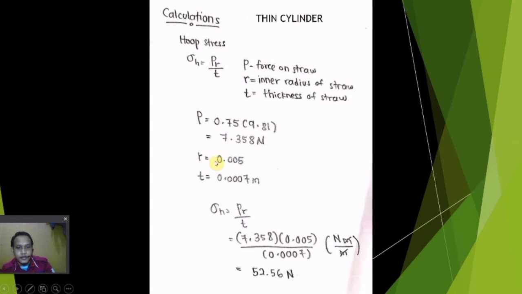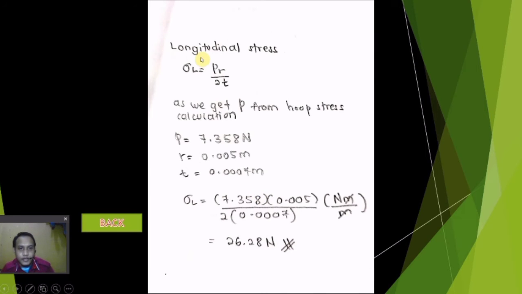The inner radius is 0.005, thickness 0.007 meter. So we can calculate the hoop stress and we get 52.56 newtons. So we continue to calculate the longitudinal stress.